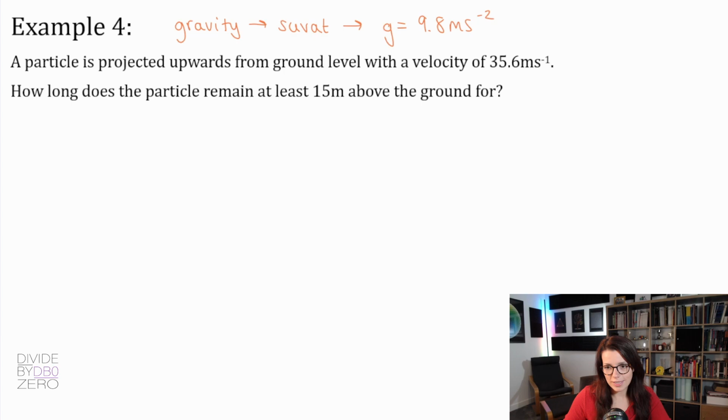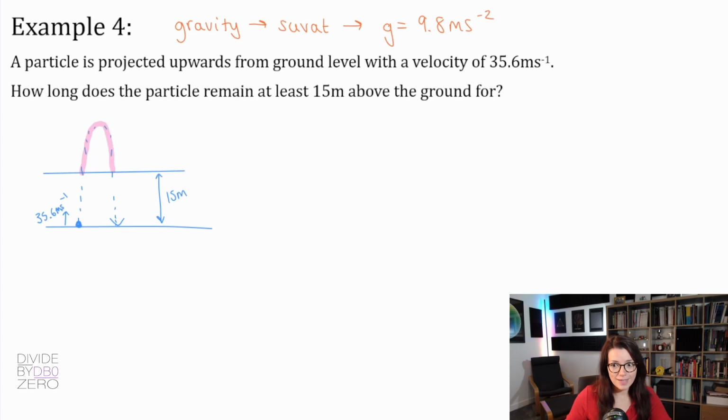Let's draw a diagram for this. So we are projecting upwards from ground level. So it starts here and then it goes up and down again. Initial velocity, 35.6 meters per second. And this time we're interested in when the particle remains at least 15 meters above the ground. So if that's 15 meters, we're interested in this part of the motion.